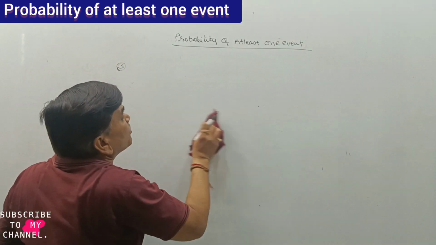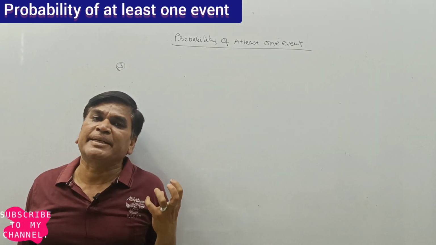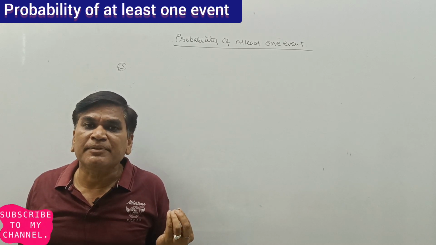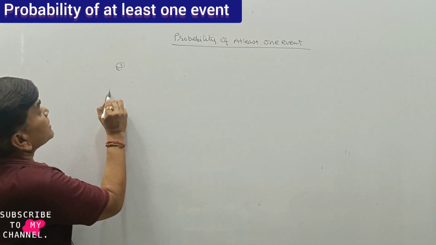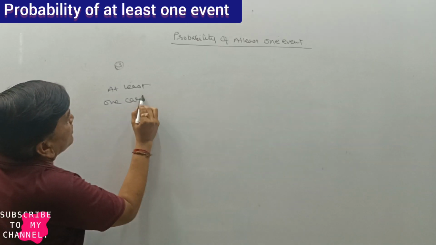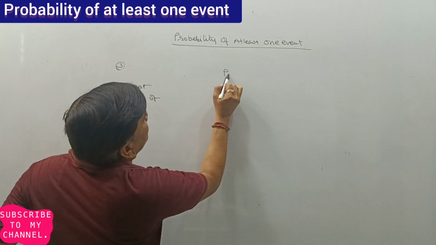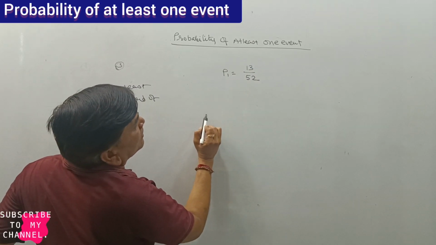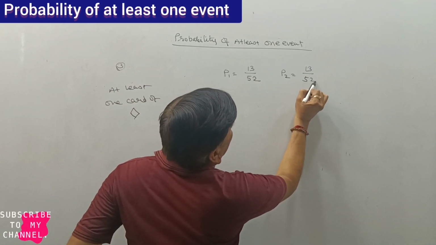From two packs of 52 cards, one card drawn from both playing cards, calculate the probability of at least one card of diamond. So the probability of getting one card of diamond, that is 13 upon 52, and the probability of getting in second, there will also be 13 upon 52.